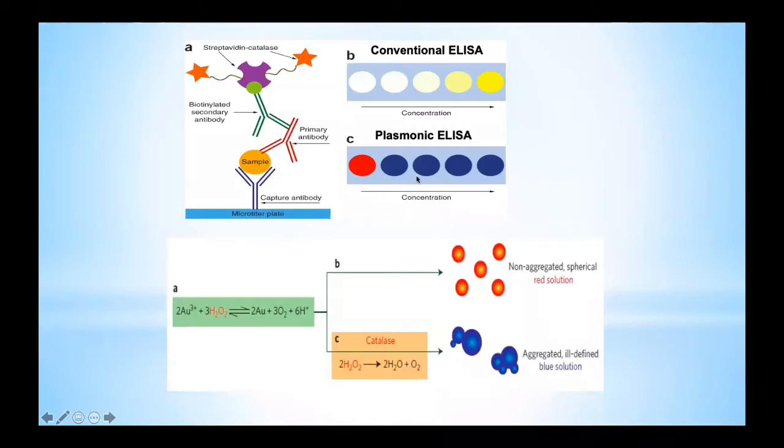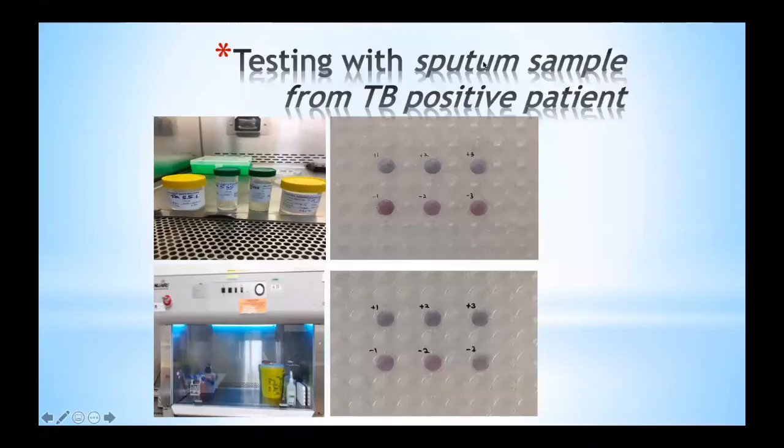This is an example where we are using gold nanoparticle in combination with enzyme, where we can observe a difference of color between positive and negative reading. This is an example of the previous technique being applied on a real sample. As you can see, the sample from the positive TB patient appeared to be dark blue, whereas the sample from negative TB appeared to be red.